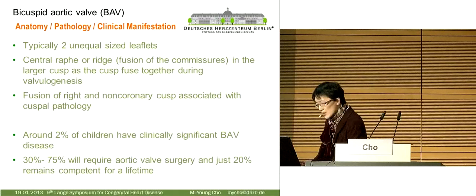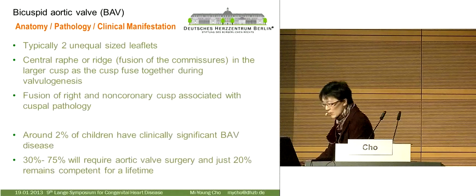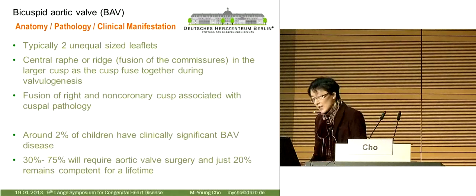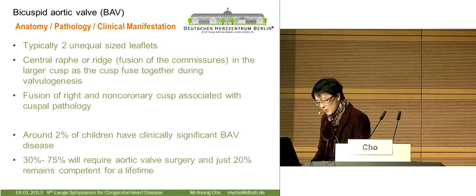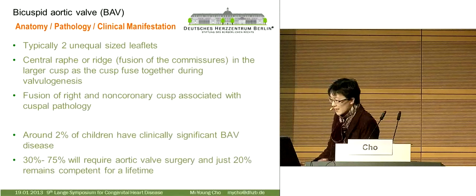Around 2% of children have clinically significant disease of the bicuspid aortic valve, but mostly there are no clinical symptoms. But during lifetime, 30 to 75% will require aortic valve surgery, and just 20% will remain competent for a lifetime.